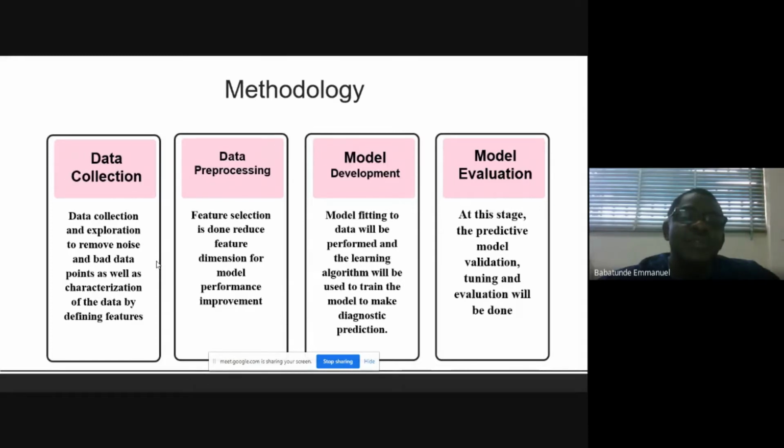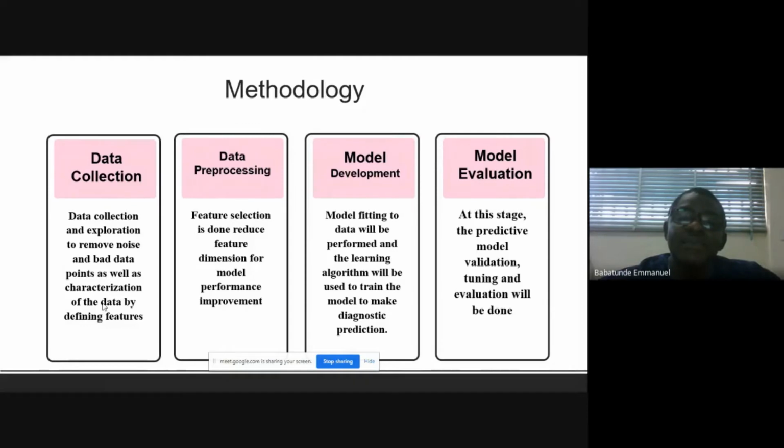We also need to pre-process the data. We need to reduce dimension. That is a major challenge, what we call the curse of dimensionality, where you have a very high dimension of features as against the number of data samples that you have. This can create major problems for the performance of your machine learning algorithm.